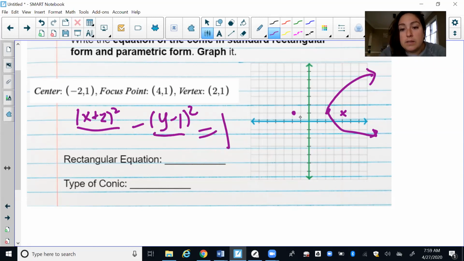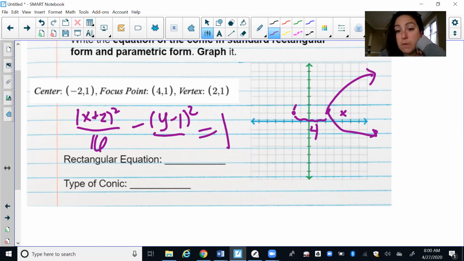So center to vertex is a distance of 1, 2, 3, 4, which means the number underneath x squared is 16, because our distance that we moved right and left is 4, and 4 squared is 16. And then to find the number underneath y squared, we have to use our equation for our focus, because I don't know the up-down motion, but I do know my focus.